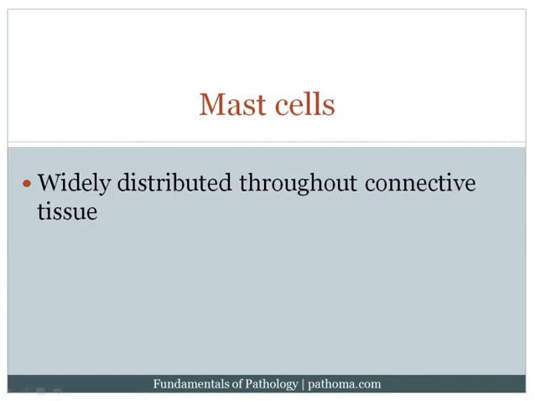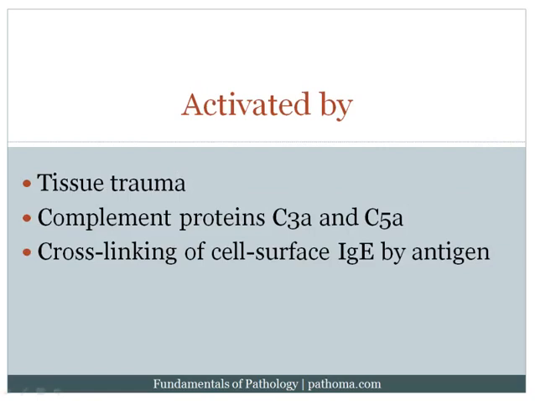The next of the mediators of acute inflammation are mast cells, and mast cells are widely distributed throughout the connective tissue of the body. There are three mechanisms by which mast cells can be activated. Number one, tissue trauma. The first way by which mast cells are activated is tissue trauma. Whenever tissue trauma occurs, the mast cells get activated, and they will then help to mediate the acute inflammatory response.